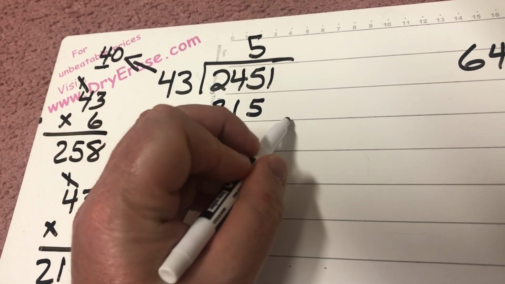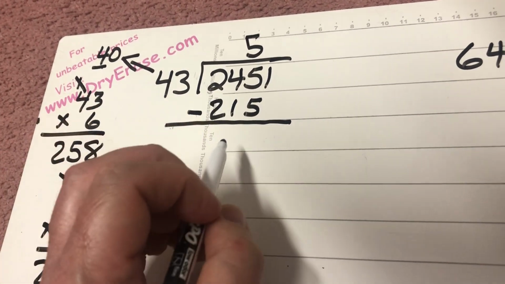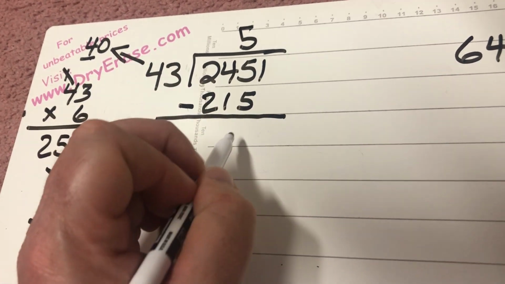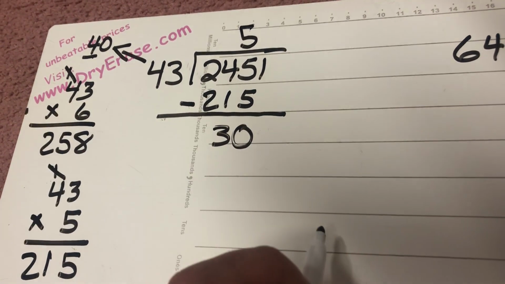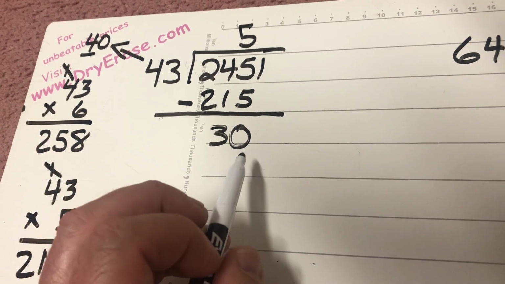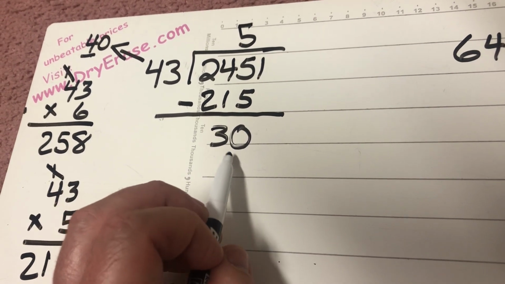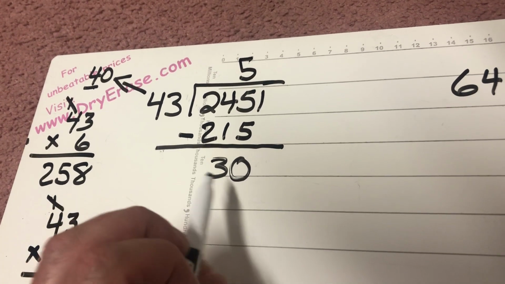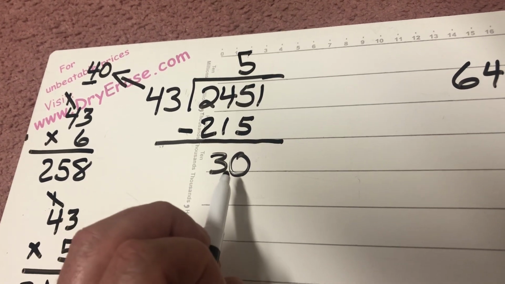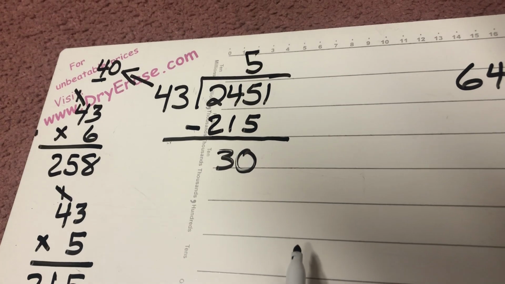So now it's time to subtract. Remember, divide, multiply, subtract, bring down, start over. 5 minus 5 is 0. 4 minus 1 is 3. 2 minus 2 is nothing. So I end up with 30. 30 is smaller than 43, so I'm okay with that because I always like to end up with a number that's less than what I'm dividing by in long division.